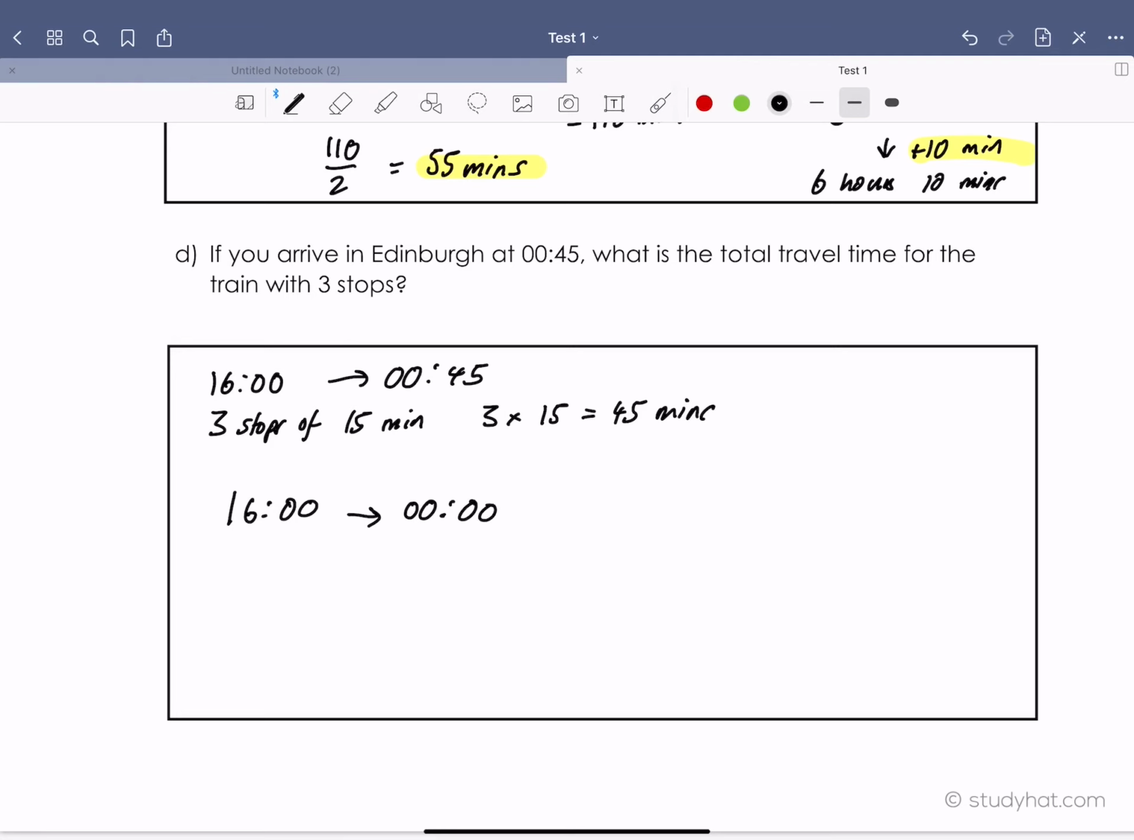And so what's the time from 4 o'clock until midnight? It's easy to break this down. Sometimes think about going, first of all, until 6 o'clock. Okay, that's 2 hours. And then to get to midnight, we know is another 6 hours, because midnight is the same as 12. So 2 plus 6, and altogether it would be 8 hours.